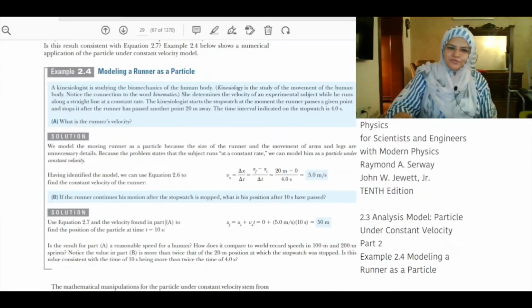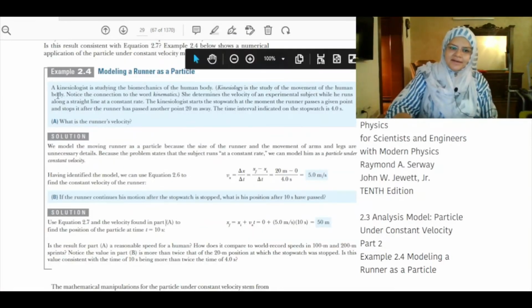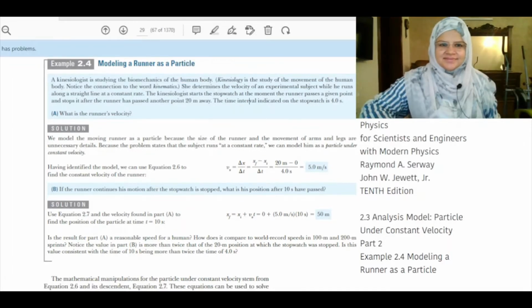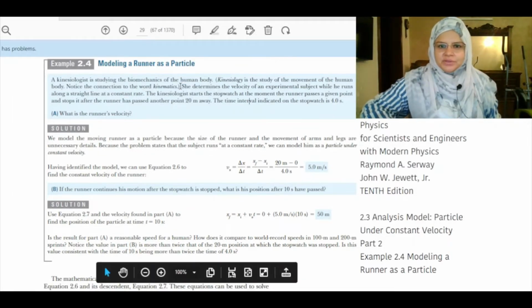Example 2.4, modeling a runner as a particle. A kinesiologist is studying biometrics of the human body. Kinesiology is the study of the movement of the human body. Notice the connection to the word kinematics. She determines the velocity of an experimental subject while he runs along a straight line at a constant rate.